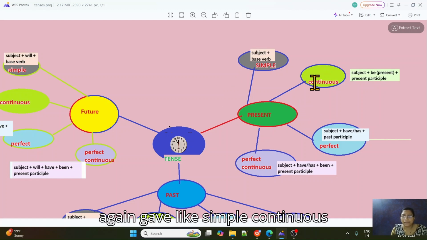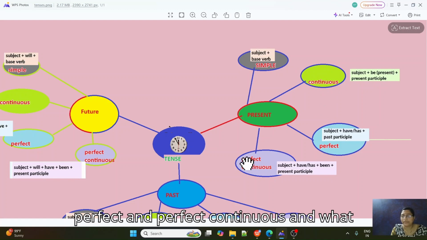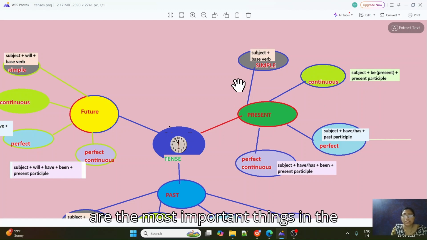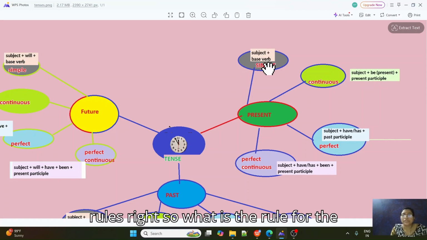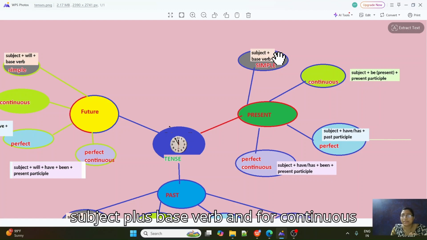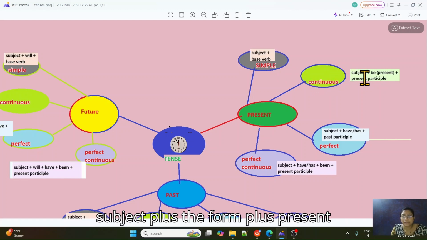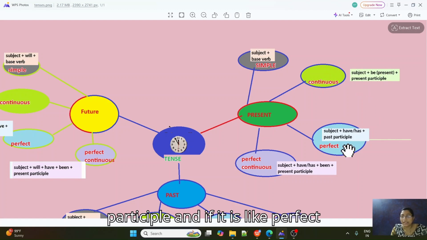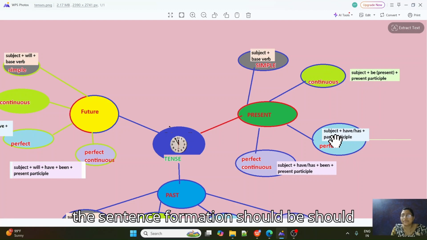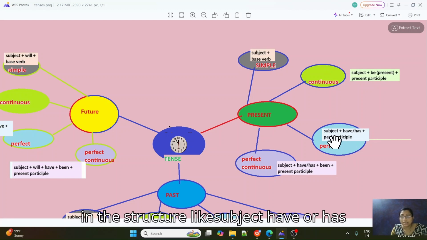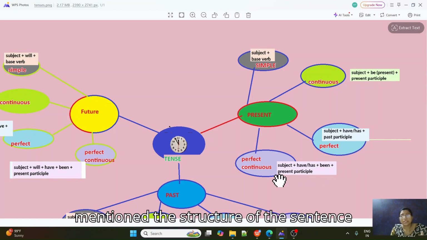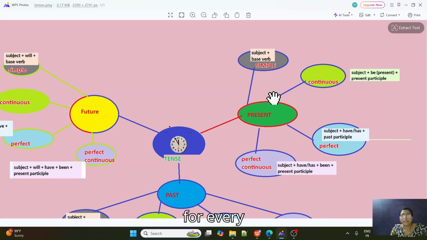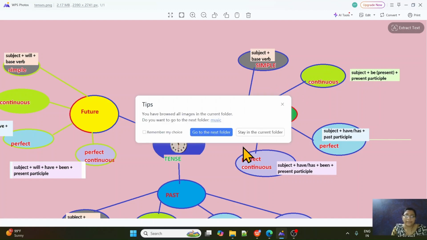So I again gave simple, continuous, perfect, and perfect continuous. And what is the most important thing in English grammar? The rules, right? So what is the rule for the simple present tense? Add it there: subject plus base verb. And for continuous, subject plus be form plus present participle. And if it is perfect, the sentence structure should be subject plus have or has plus past participle. Like this, I mentioned the structure of the sentence for every tense.